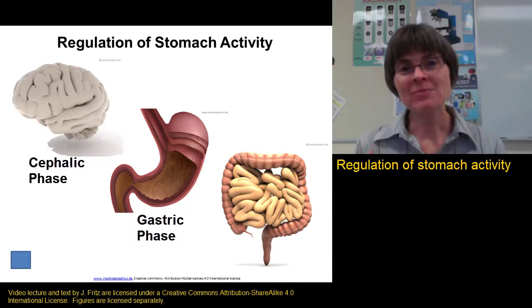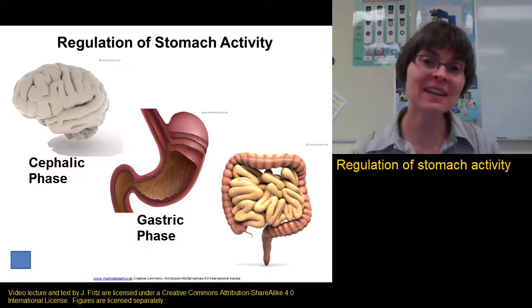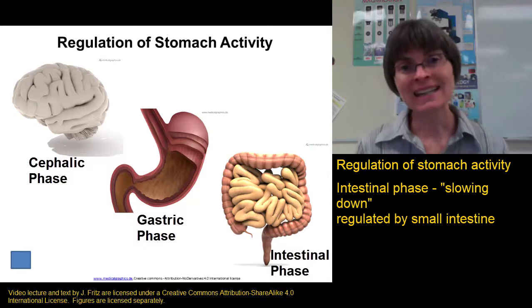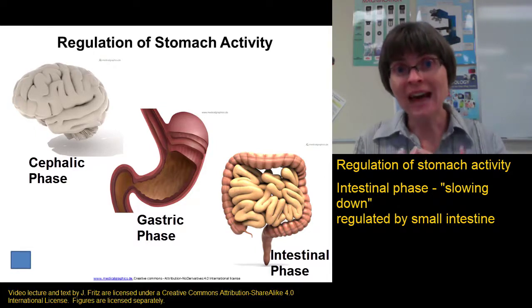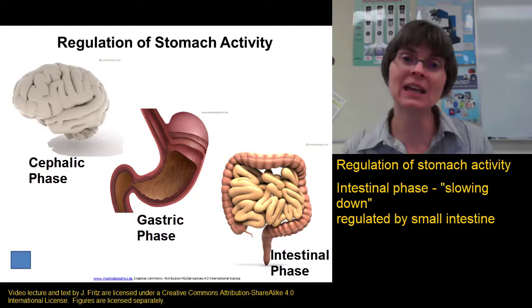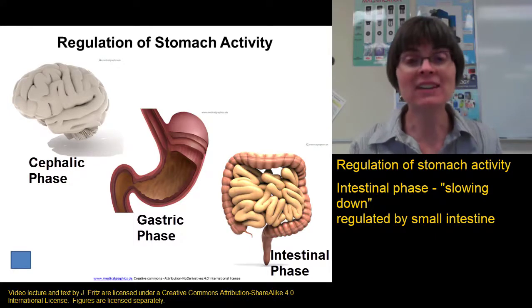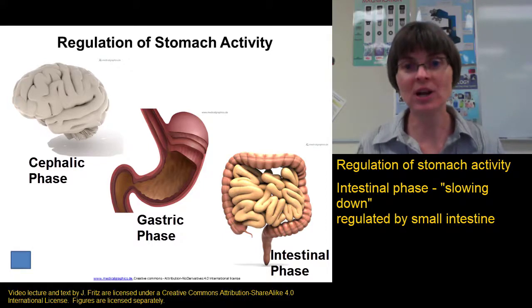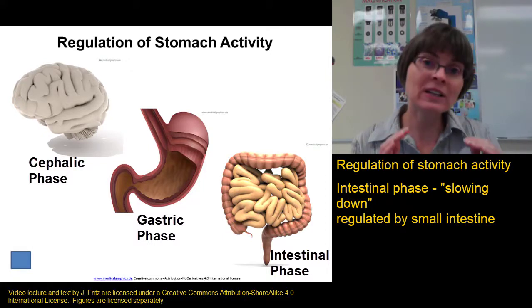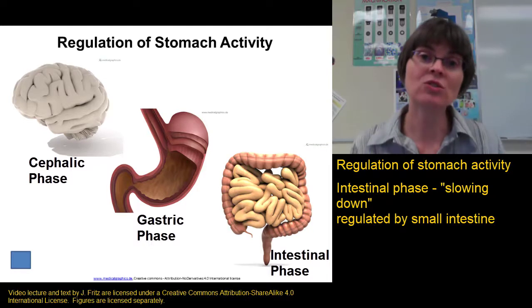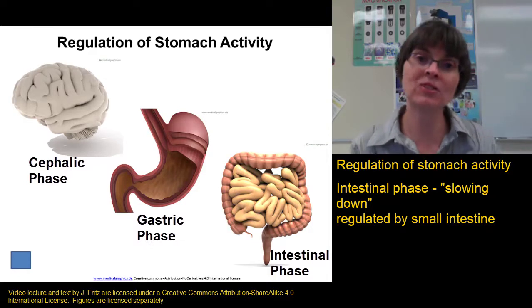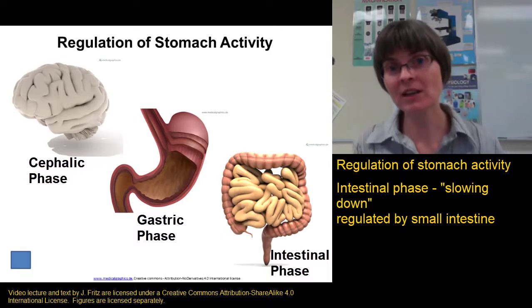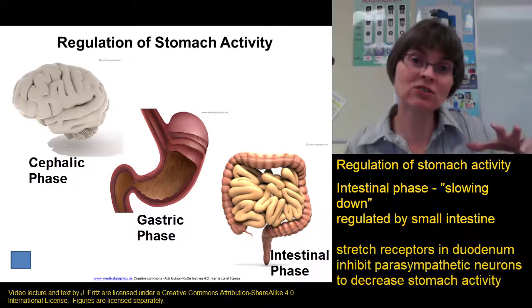As we begin emptying the stomach into the small intestine, we enter what's called the intestinal phase of regulation. In the intestinal phase, the food or the chyme being pushed from the stomach into the small intestine activates signals that go back and slow down the stomach activity. So this is what I call the slowing down phase. We need to reduce the stomach activity so that we don't push too much chyme into the small intestine at once. As we push chyme from the stomach into the small intestine, that stretches the small intestine.